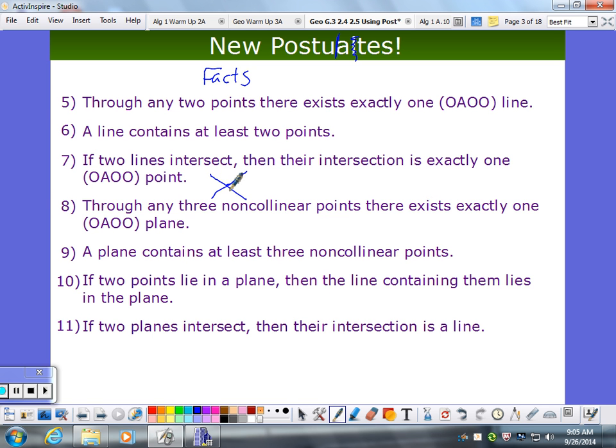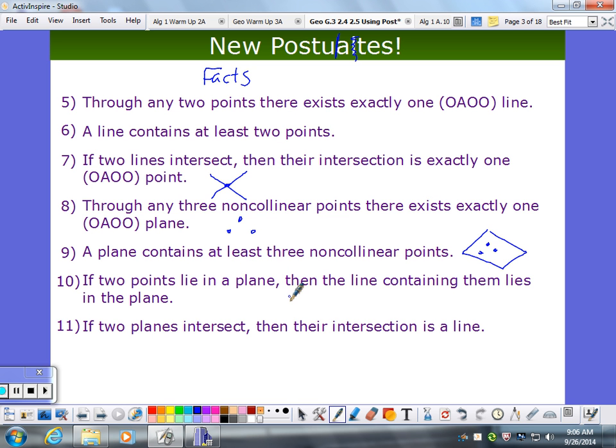So that's this situation. Through any 3 non-collinear points, there's one plane, right? There's one piece of paper that can sit on top of those 3 points. And conversely, if you have a plane, then you must have at least 3 non-collinear points on it. So they kind of work together.